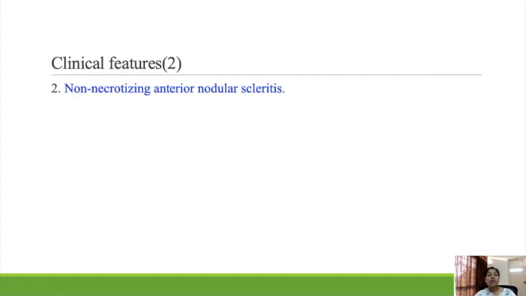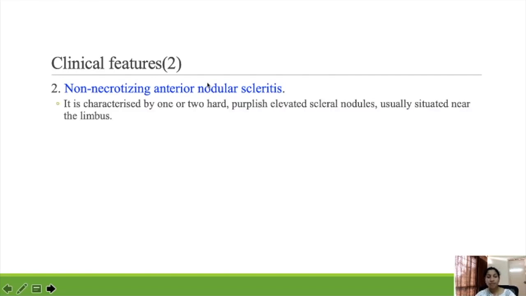Next type is non-necrotizing anterior nodular scleritis. So there is a nodule. It is characterized by one or two hard, purplish, elevated scleral nodules, usually situated near the limbus. So scleral nodules are seen, usually situated near the limbus.